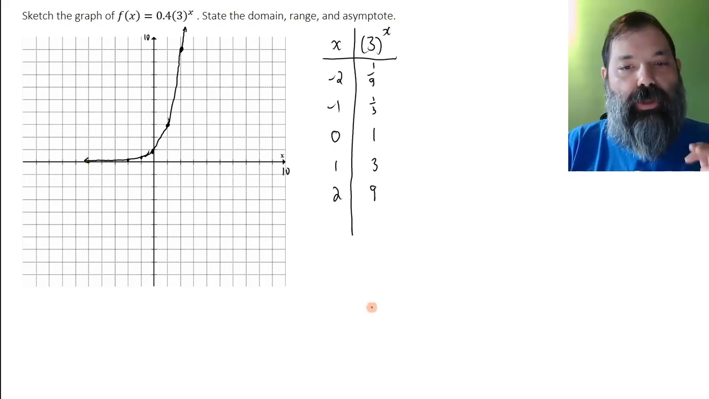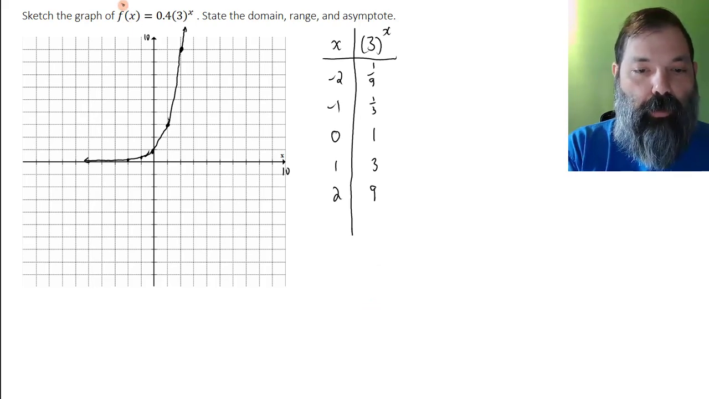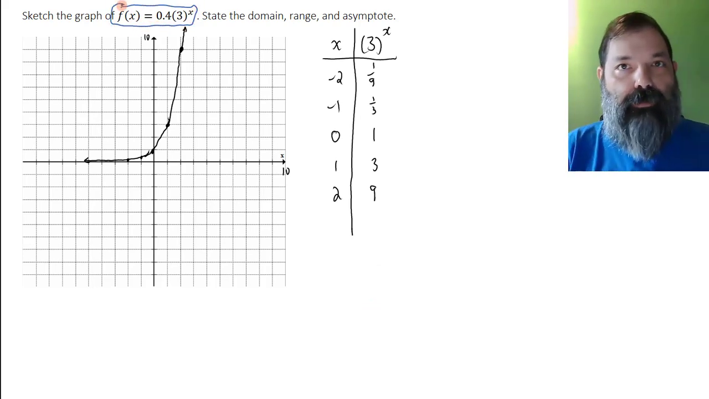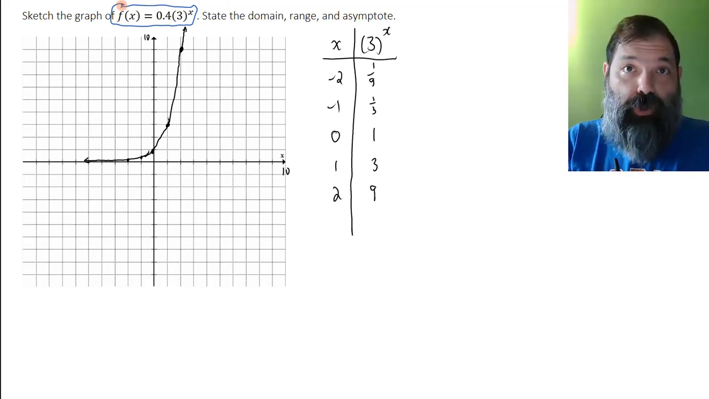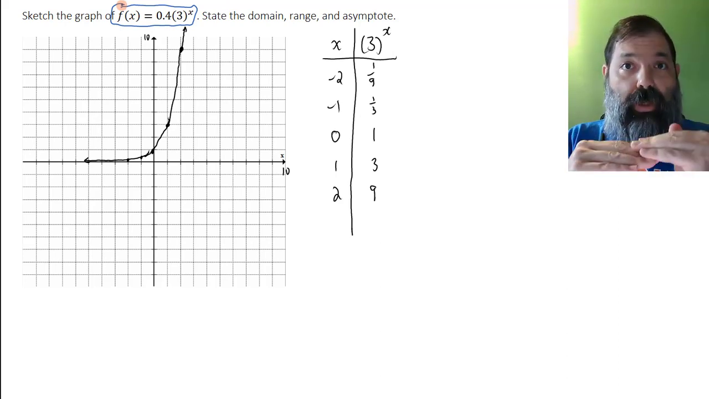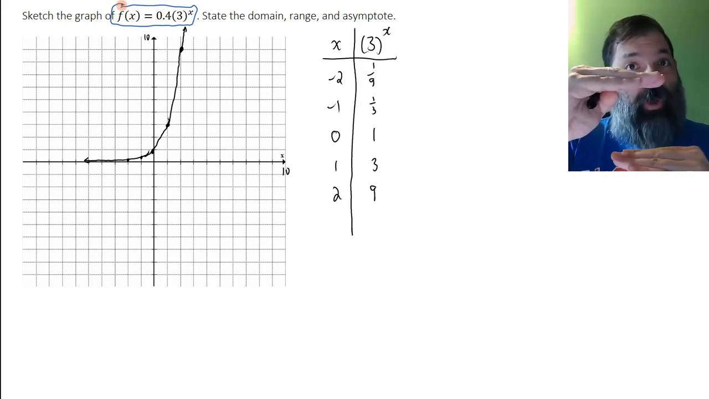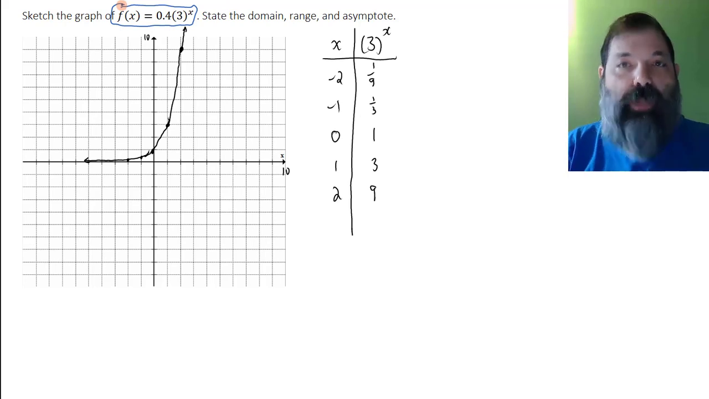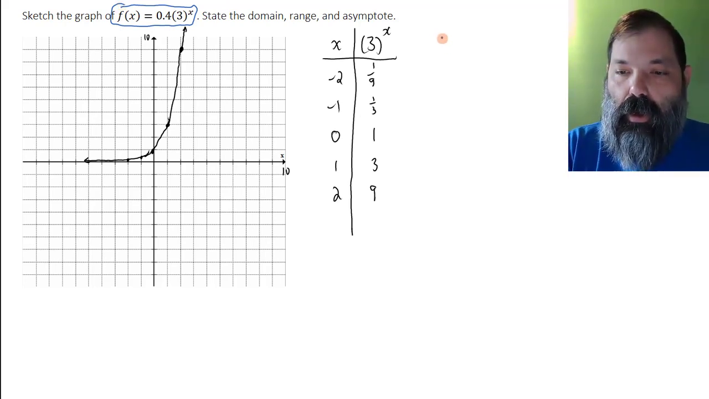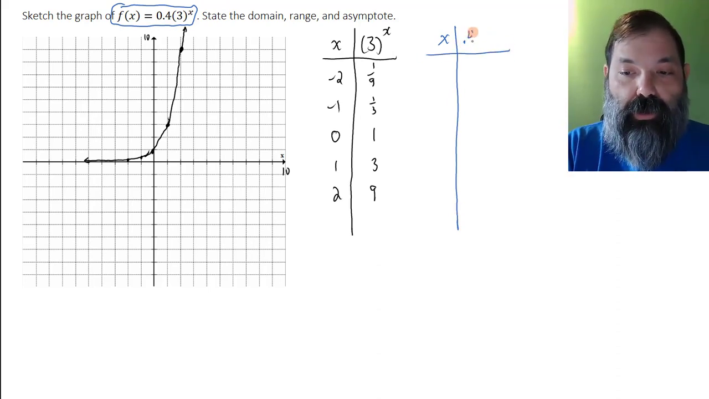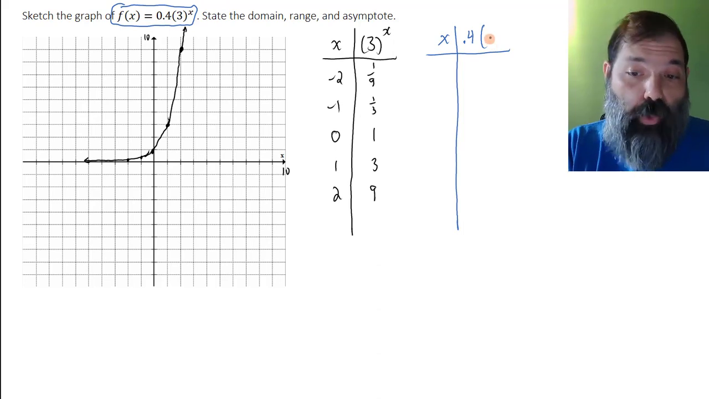All right, so now let's consider the actual function we were looking for, 0.4 times 3 to the x. So hopefully remember from previous topics that if we have a known function and we multiply it by a constant, we call that maybe a scale factor. And if that factor is greater than 1, we get a vertical stretch of the curve. And if that number is between 0 and 1, we get a vertical compression of the curve. And so here we have a compression. Now for the table, it's really just a matter of taking those previous outputs and multiplying them by 0.4.